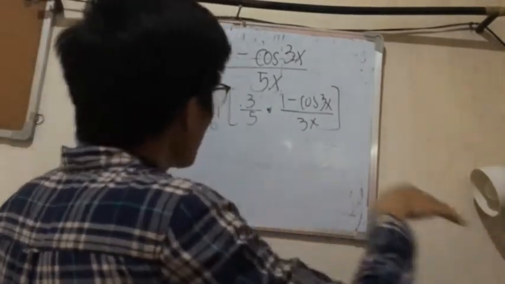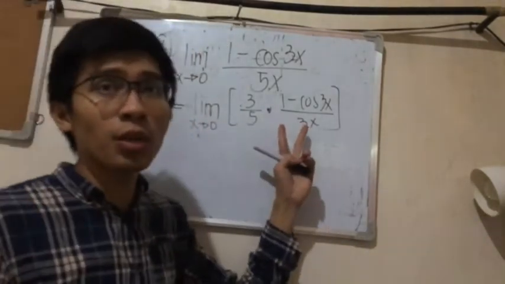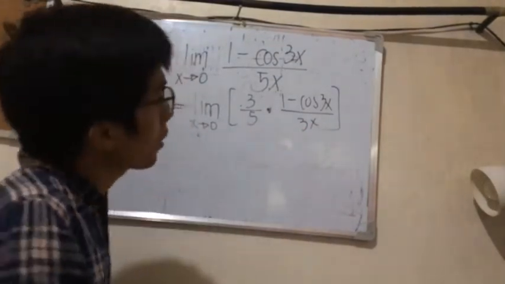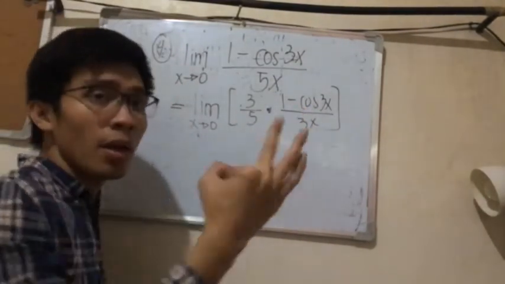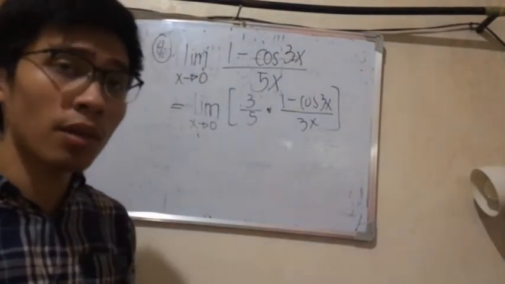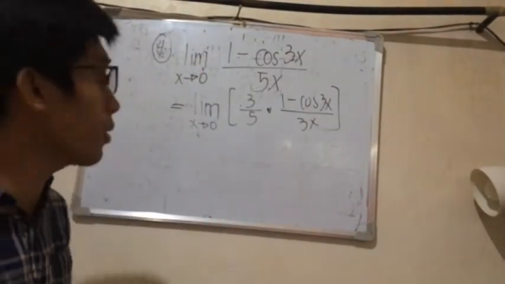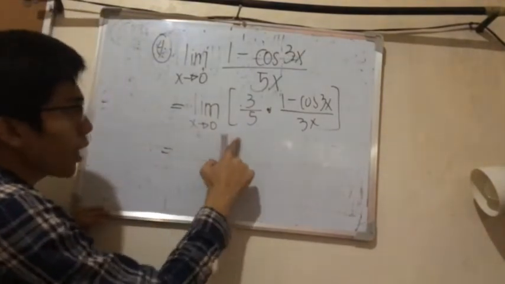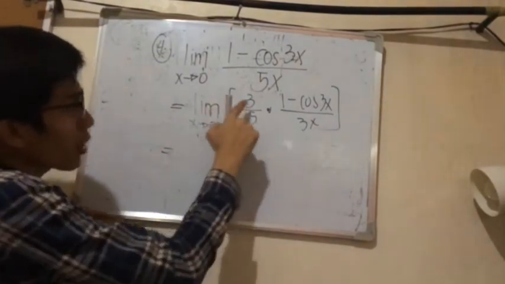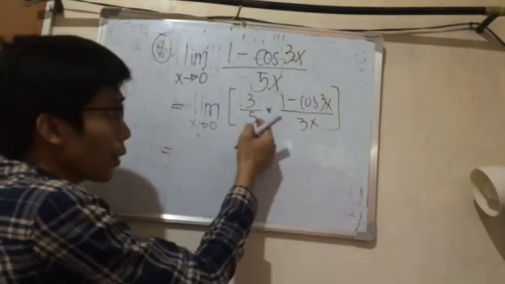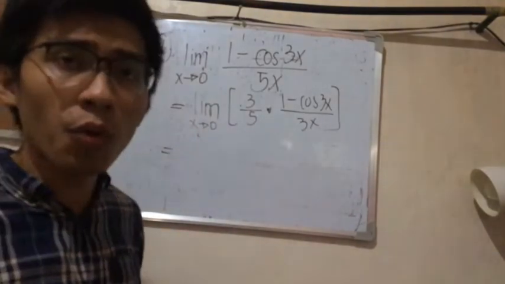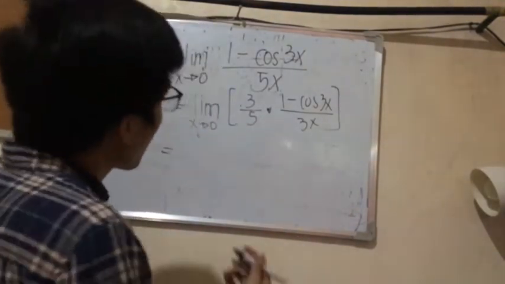Okay. So now take note that we can use the rules in solving this one. So they are now the same. Special limit here number 3, that the limit of 1 minus cosine 3x over 3x is equal to 0. So take note that once I use the product rule here, the limit of 3 over 5 as x approaches 0, 3 over 5 is a constant. Therefore, the limit is 0.